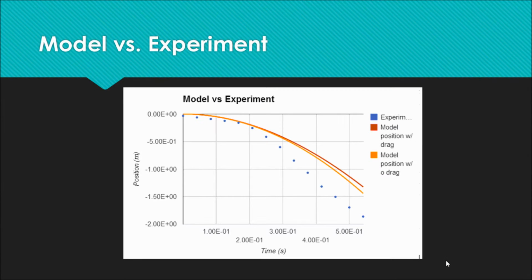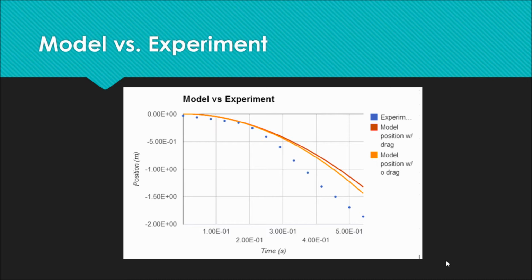Here, we can see all graphs together. The red line is the model with drag, the yellow line is the model without drag, and the blue dots are the experimental values. As you can see, the model with drag is different from both. This is because the drag force acts opposite to the downward velocity and causes the ball to move slower.